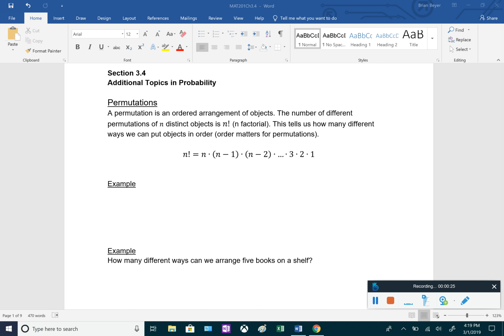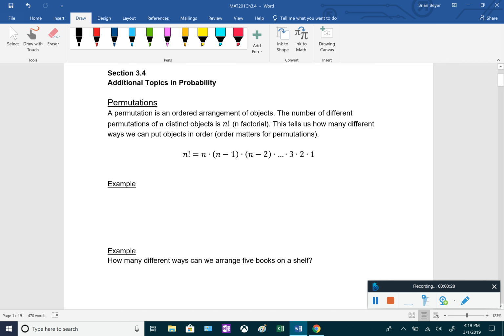So for permutations, all a permutation is an ordered arrangement of objects. So the key word there is ordered. So the number of different permutations of n objects: if we have n number of objects or items, and we want to figure out how many different ways there are to put them in order, there are n factorial different ways. So that's n exclamation point, that means n factorial. And just like I mentioned, order matters for permutations.